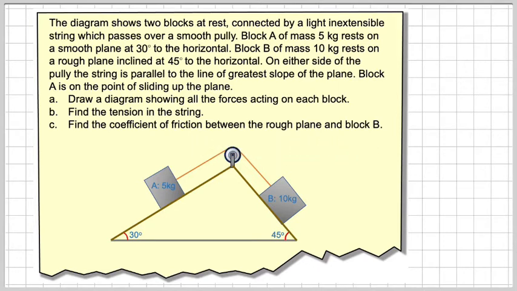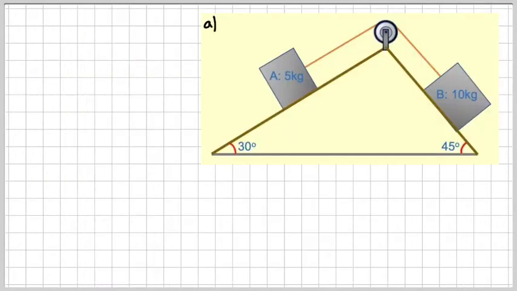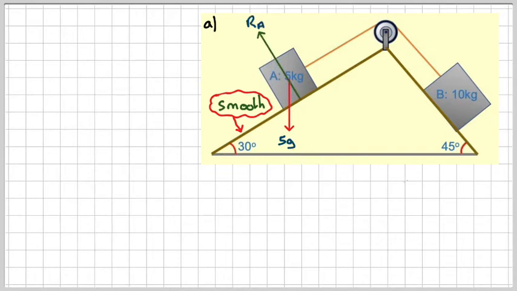Okay, so the first step is to draw a diagram. The forces acting on this block, first of all to point out that this is the smooth plane, will be its weight acting downwards, which is 5g. There will be a normal reaction RA, and then there's the tension in the string.